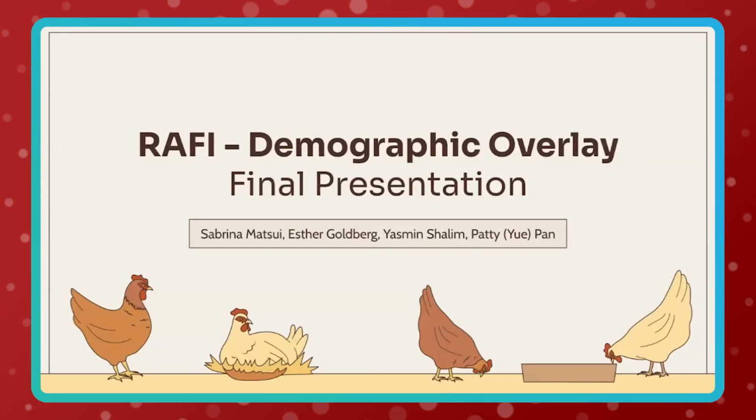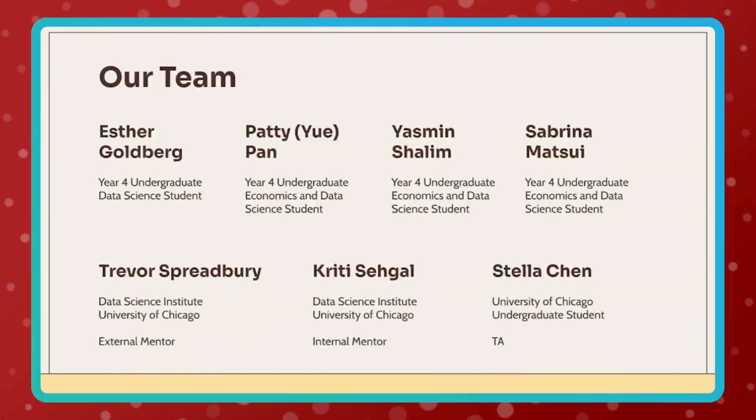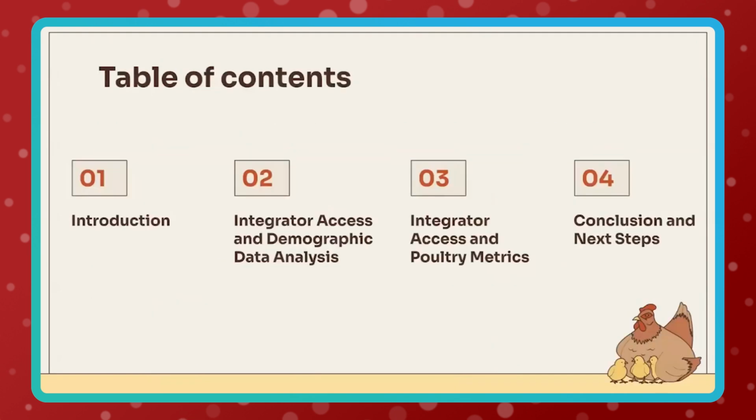This work is done for RAFI as part of the Data Science Clinic at UChicago. Our team consists of 4 undergraduate students, myself, Esther Goldberg, along with Patty Pan, Yasmin Shalim, and Sabrina Matsui. We will present in 4 parts.